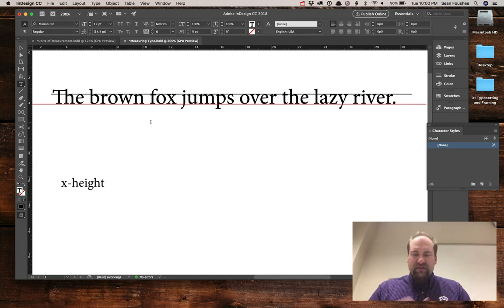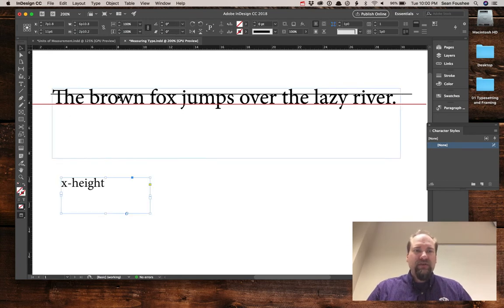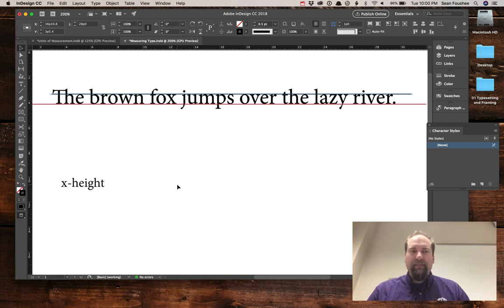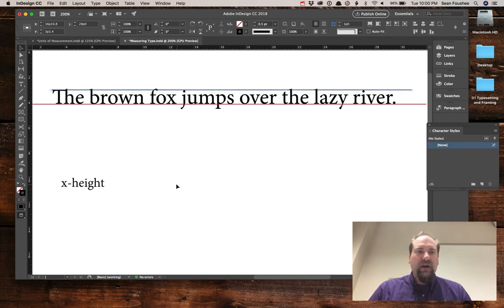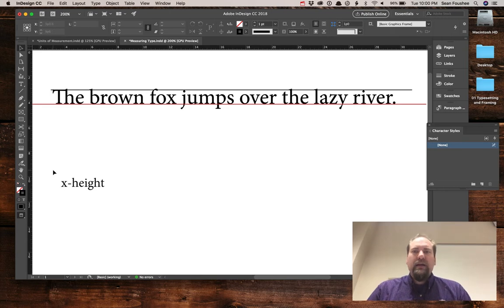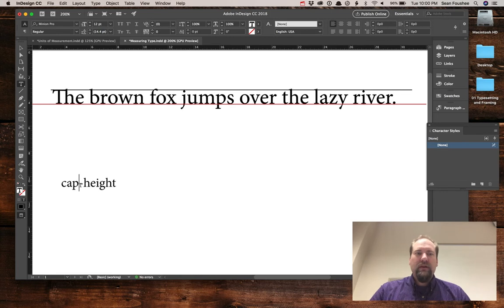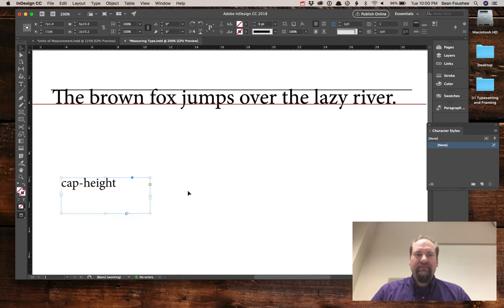All of these measurements, except for one that I'll get into in a minute, all start off with measurement from the baseline. The next one I want to talk about, and I'm just going to shift this black line instead of recreating it all the time, I'm going to bring up here to the top of the uppercase T in the word the. This is called the cap height, or the height of capital letters.